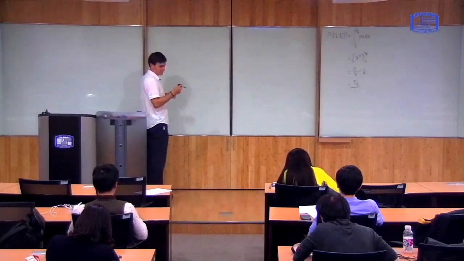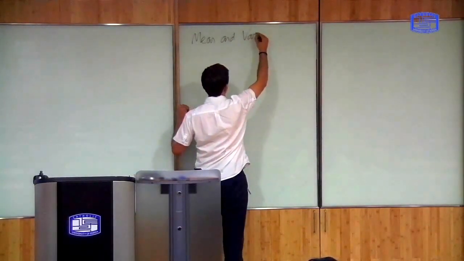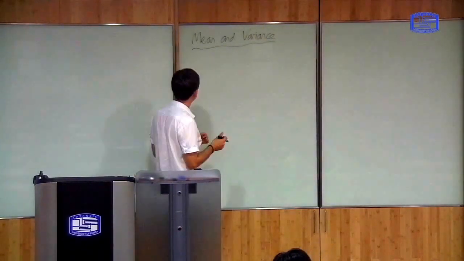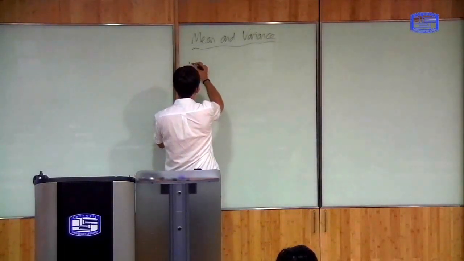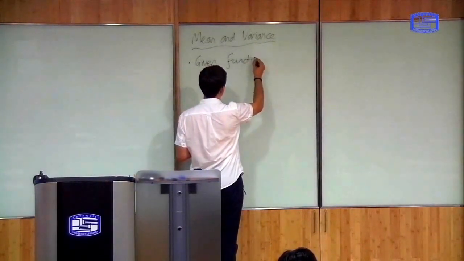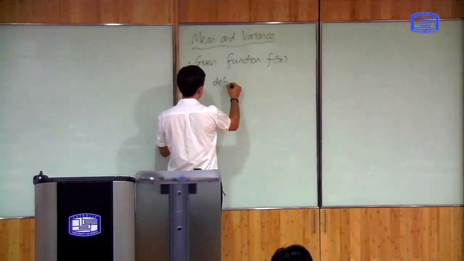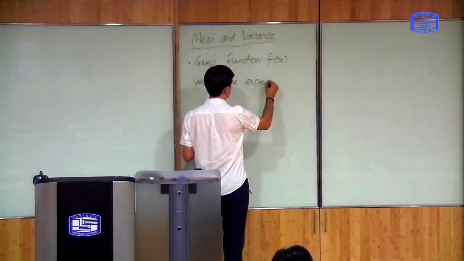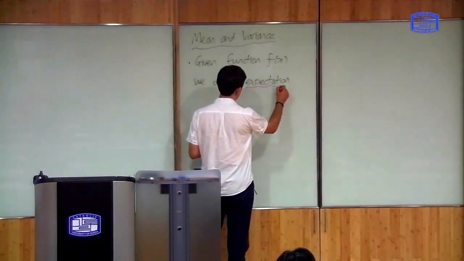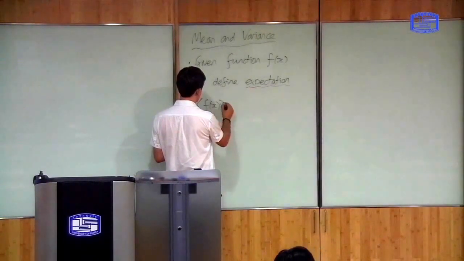Now there are two very important concepts in probability, which are known as the mean and the variance. Which I guess you must have seen before, but let me define them for you anyway. Okay. So given any function f of x, we can define the expectation, which is written in this way, of f of x.